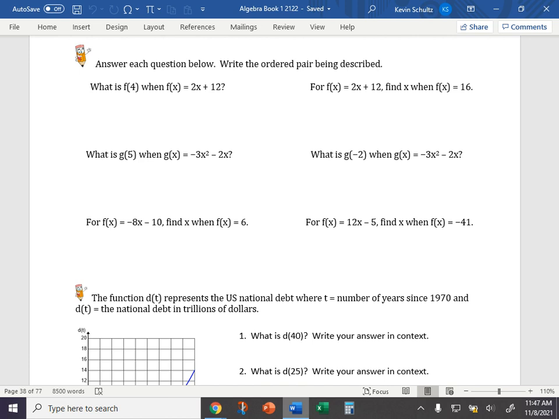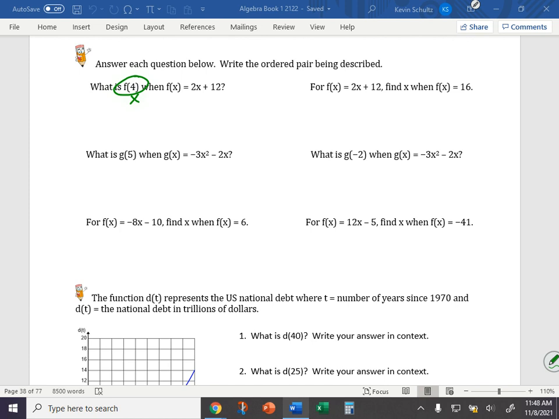Pierce, tell me how you got there. So the 4 is x, and then 2 times 4 plus 12. Yeah, excellent. When it's written in this notation, when it asks you what is f of 4, it's giving you the value for x. X in that equation equals 4.